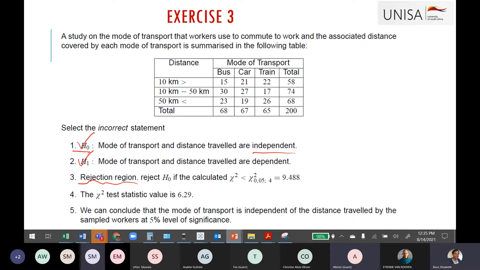Why is it incorrect? Because here they say the rejection area. We will reject the null hypothesis if the calculated chi-square test is less than our critical value. If the test statistic is less than our critical value of 9.4. For the fact that they say we will reject, we know that we will only reject when it is greater than. So that is incorrect.